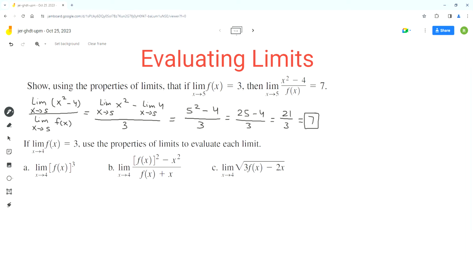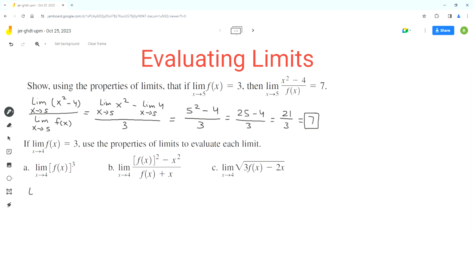Now we can work on the second problem. In the second problem, if limit x approaches 4 f at x is equal to 3, use the properties of limits to evaluate each limit. So let's start with part A. In part A, we are given limit x approaches 4 of the cube of f at x. For this expression, we'll have to use the power property of limit. So we'll apply the limit to f at x inside the cube.